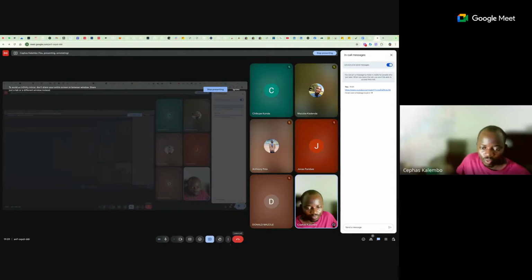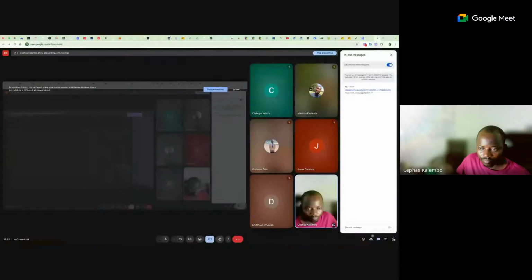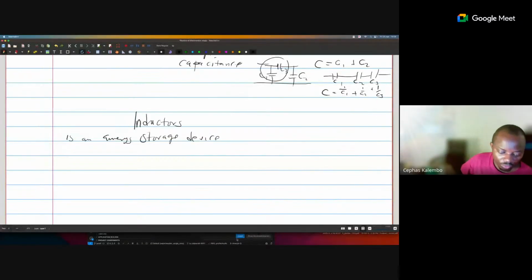So let's continue. Now, as we continue here, we are looking at an inductor. That's what we are looking at. We're looking at the inductor. Now, we are saying that an inductor is an energy storage device.